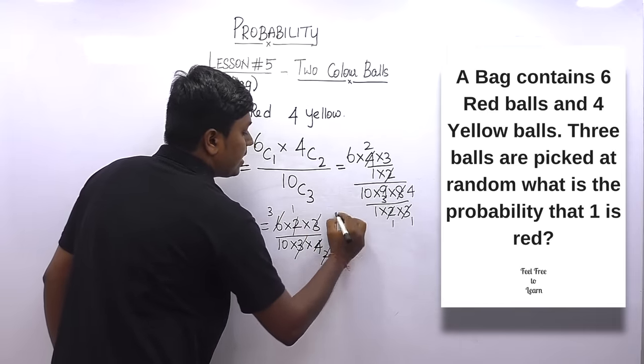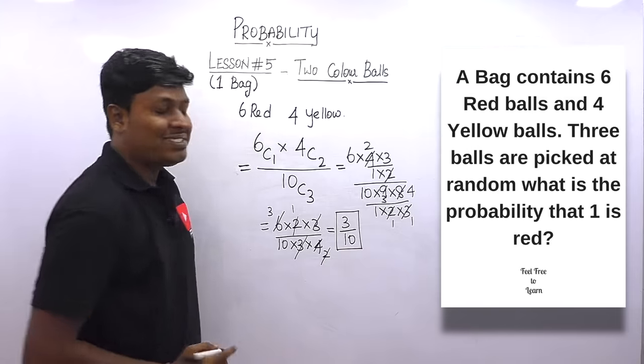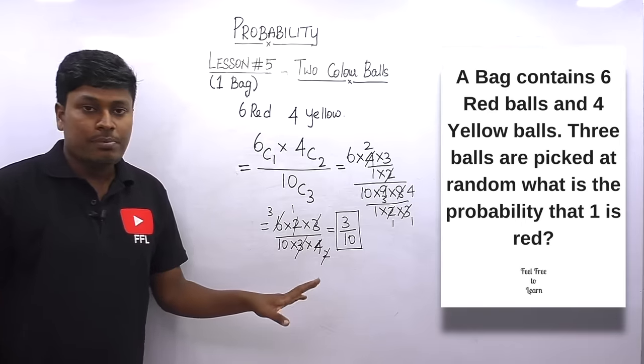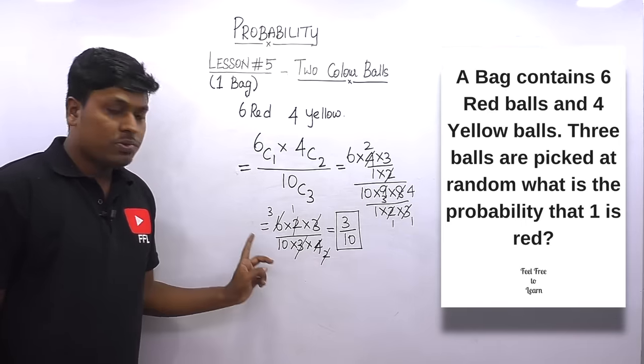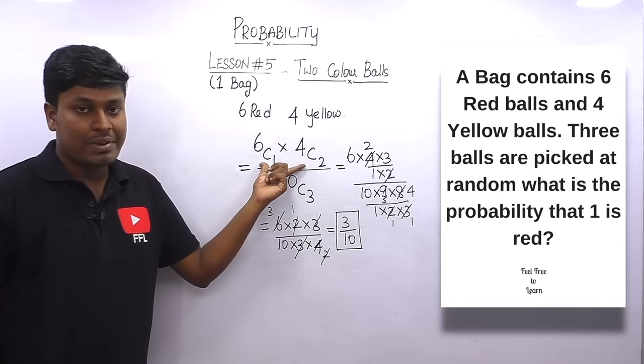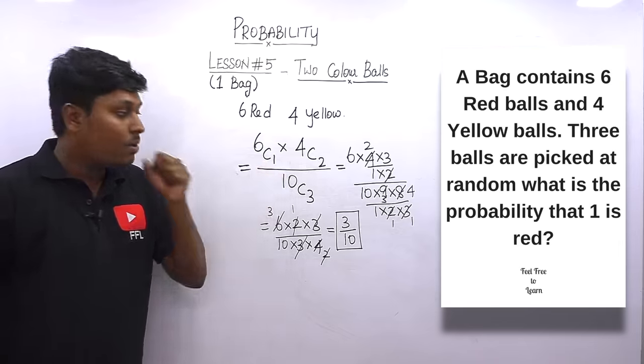So finally, we got an answer for question number 2, which is 3 by 10. So the concept is most important, right? If you practice more questions, you will get an idea how to solve this in a short time. But the only thing is, you should know how to write this equation correctly, which is most important, right?